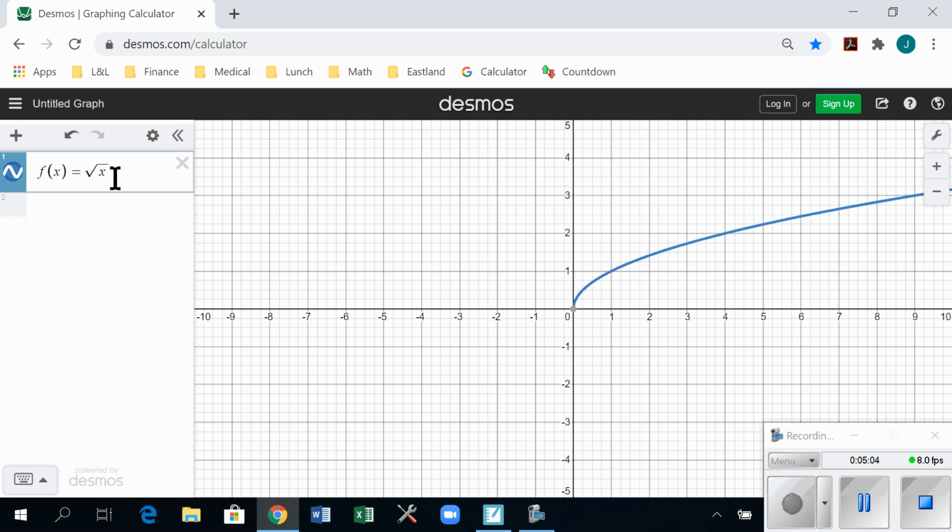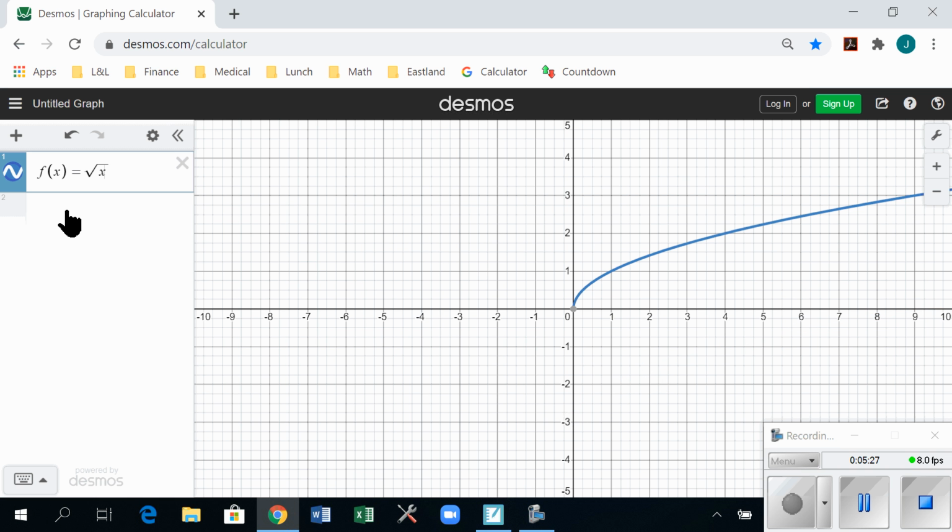If I want to move it up, I can add a number to the end of your function. And here it moved it up 3. I can move it up by 1 or 2 or 3 or 4, whatever I'd like to do. And then likewise with subtraction, if I subtract a number, like here I have a -1 or a -2 or a -3, you can see how that moves the parent function down that amount.